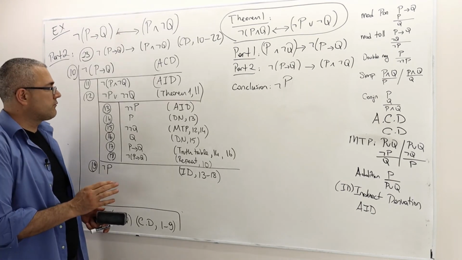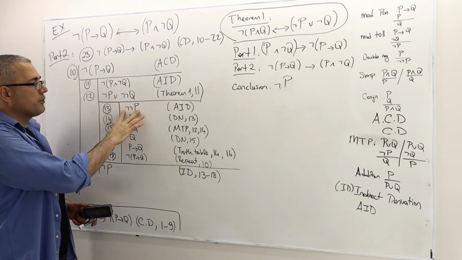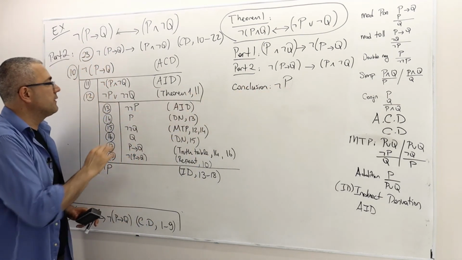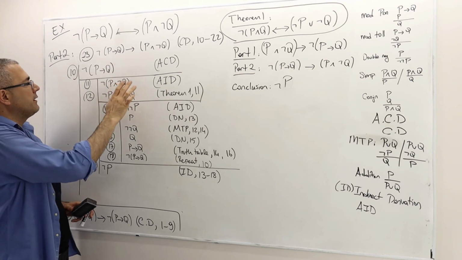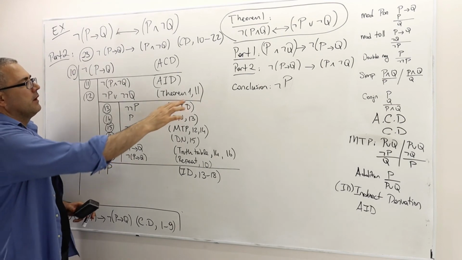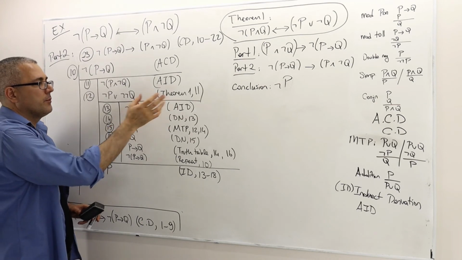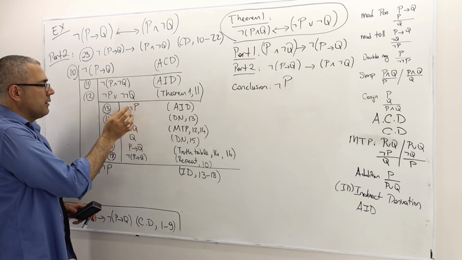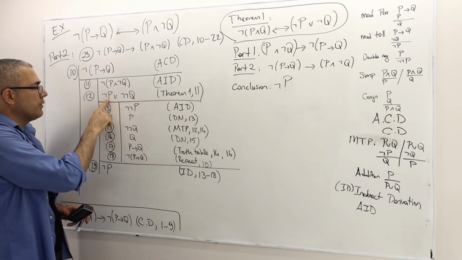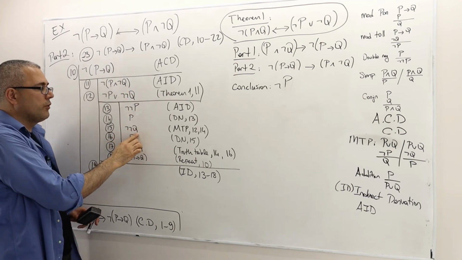Okay, so let's repeat. I started with this assumption for indirect derivation. I want to show that not P is a correct statement under the assumptions in 10 and 12, thanks to Theorem 1. So if not P, the negation of my conclusion, is true, well, the double negation of this line means that P must be true. If P must be true, that means not P is false. But because this statement is true, therefore not Q must be true.